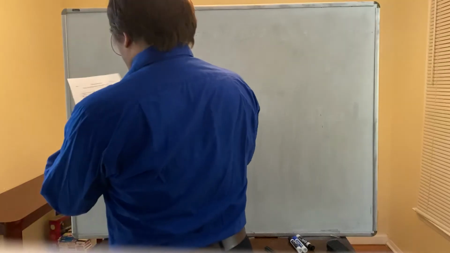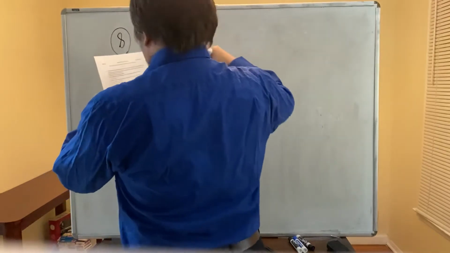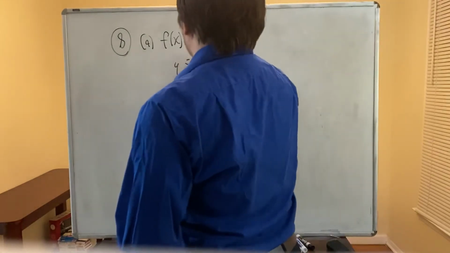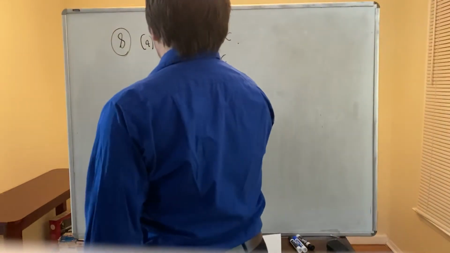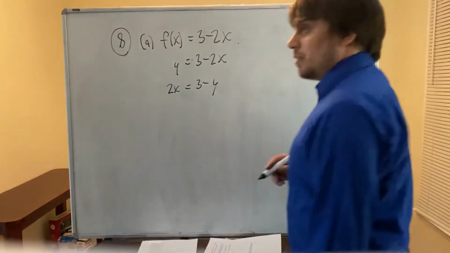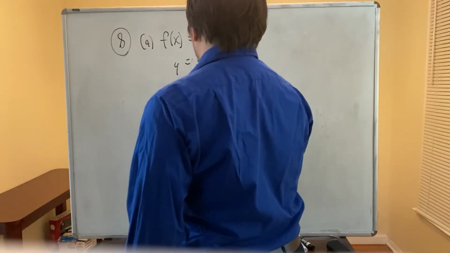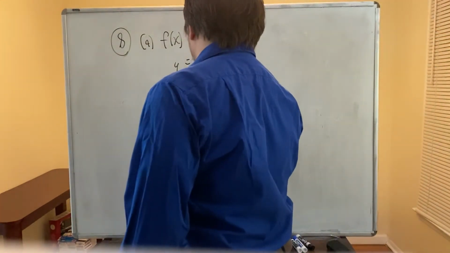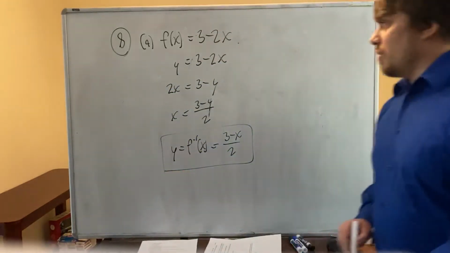Alright, so for number 8, find the inverse of the function. So A is the function f of x is equal to 3 minus 2x. Find the inverse of that function. So I'm going to write y equals 3 minus 2x. And so I'm going to solve for x explicitly in terms of y. So you get 2x is equal to 3 minus y. Divide by 2. x equals 3 minus y over 2. Now I've solved for x explicitly in terms of y, so switch x and y. y, which is now f inverse of x, is equal to 3 minus x over 2. We have now found the inverse function in part A.